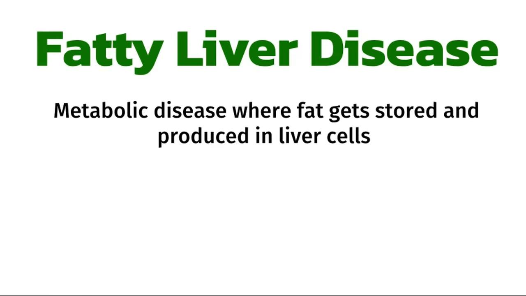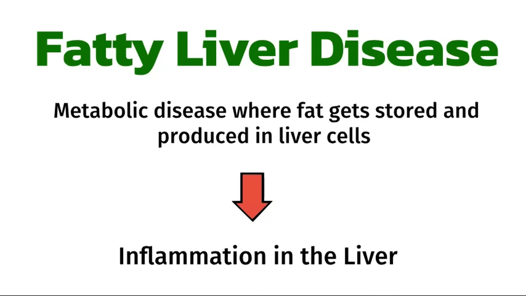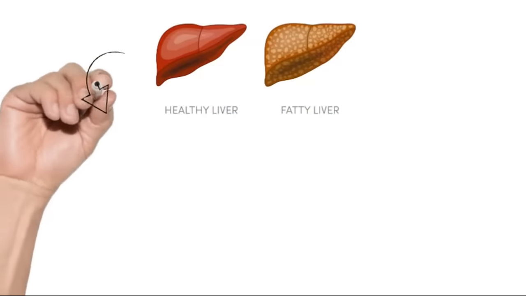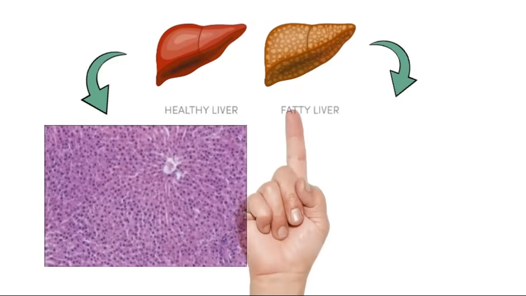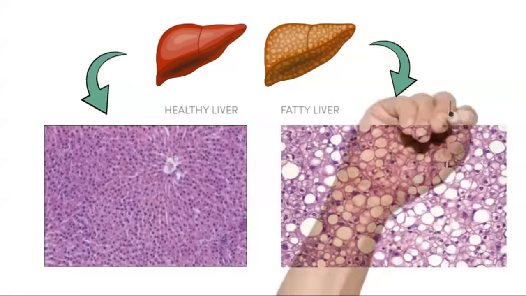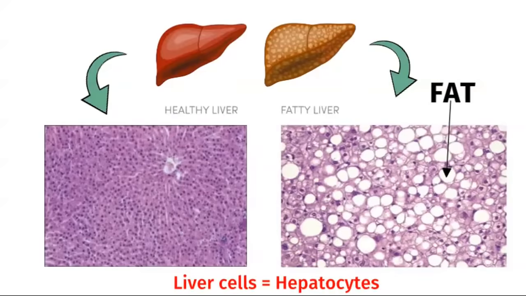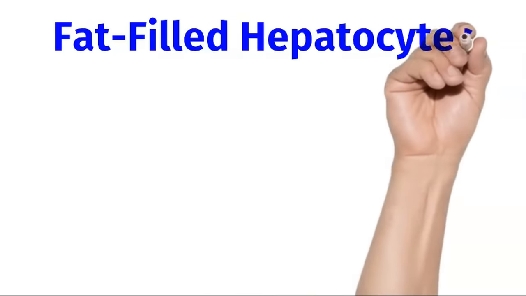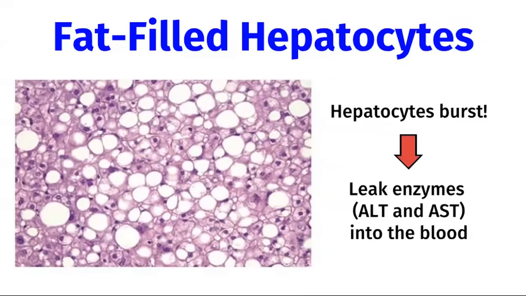It's a metabolic disease where fat gets stored and produced in liver cells. The problem is this triggers a cascade of inflammation in the liver. So let's take a look under the microscope. So this is what a healthy liver looks like on a liver biopsy. Now let's compare it to a fatty liver. See a difference? These giant white globules are fat, which are accumulating inside the liver cells called hepatocytes. This is a problem because the fat triggers inflammation, which can cause some of the hepatocytes to burst. And when they burst, they release their liver enzymes into the bloodstream. That's why we see elevated levels of liver enzymes on your blood work.